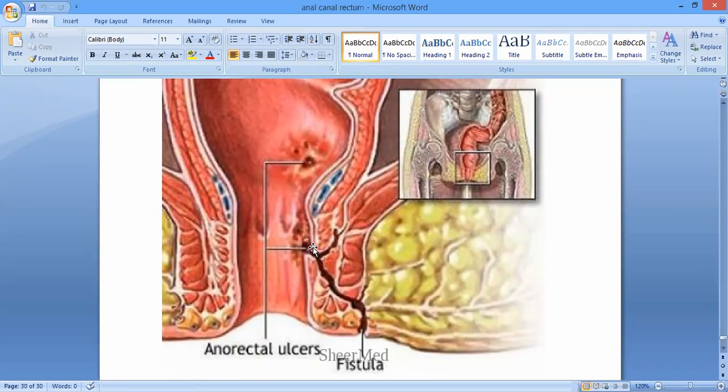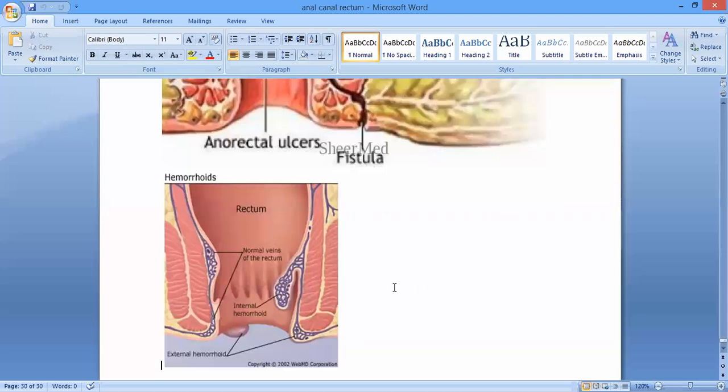Okay. Other than this one, there is one more complaint which is common in this region. The patient comes to you with hemorrhoids. Have you heard the name of hemorrhoids? Have you heard about hemorrhoids? Yes, sir. So what are hemorrhoids basically? The hemorrhoids are basically swollen or dilated veins. And where are these veins formed? I told you that you have two venous plexuses: the internal venous plexus and the external venous plexus. Isn't that so?